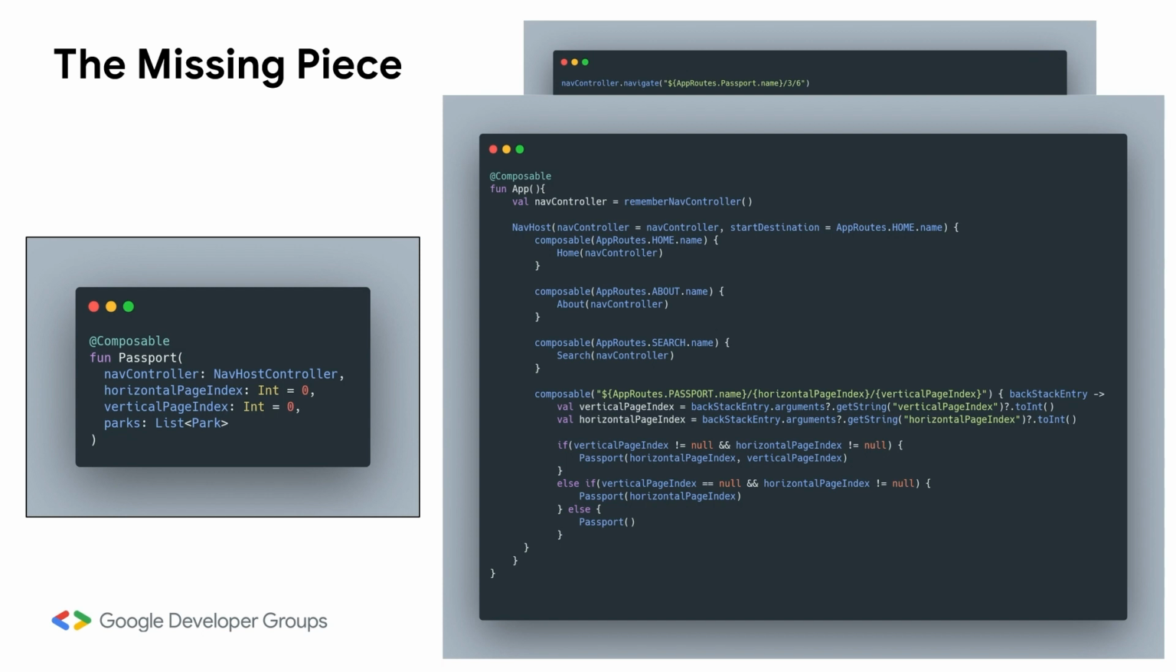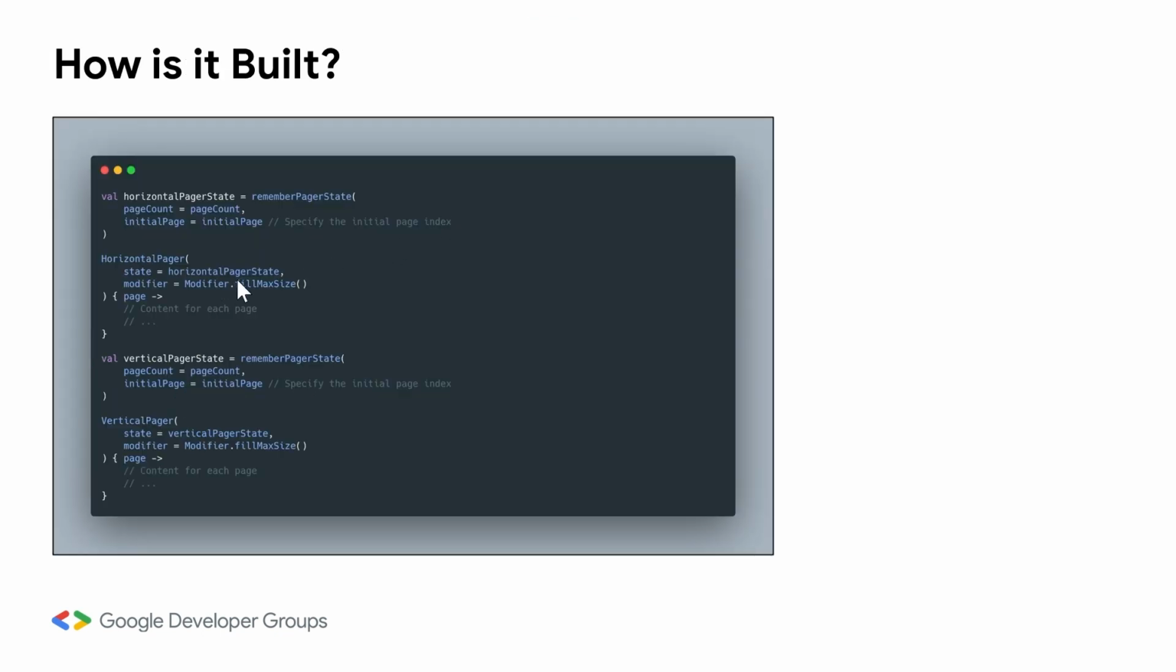So the template here that is basically being used is horizontal page index slash vertical page index appended to the passport route, and we get both of those, and depending on that we render the passport composable, which you can see on the left. All we really do is pass the horizontal page index and vertical page index to it, and based on that, the actual horizontal pages and vertical pages are created with that particular initial page, which we just talked about.